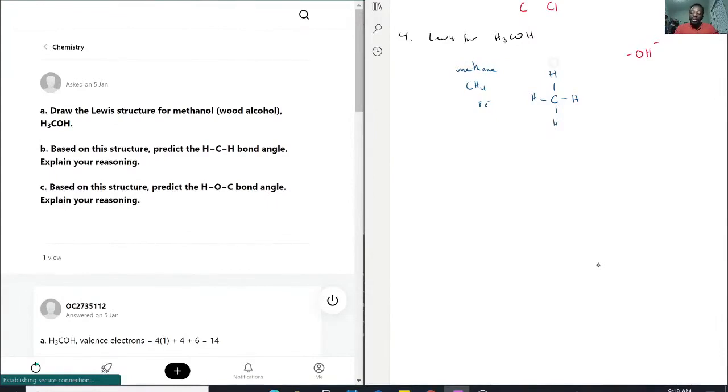So I'm actually going to copy this and paste it, because what we're going to do now is replace one of these with the hydroxide group. So right here, we're going to write OH. And you notice, bam, we actually have the Lewis structure for H3COH.